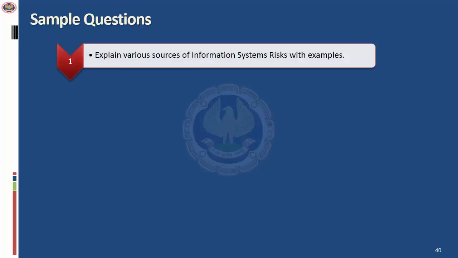Now, having covered an overview of risk management, let's look at the type of questions which you can get in the exam pertaining to risk management.